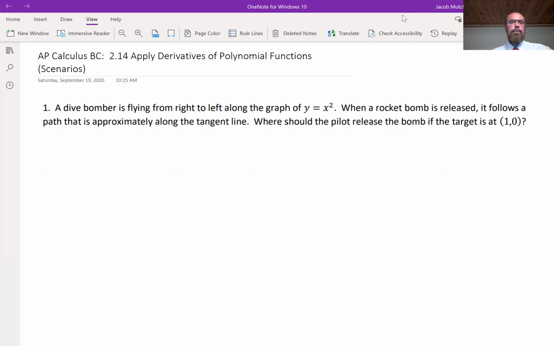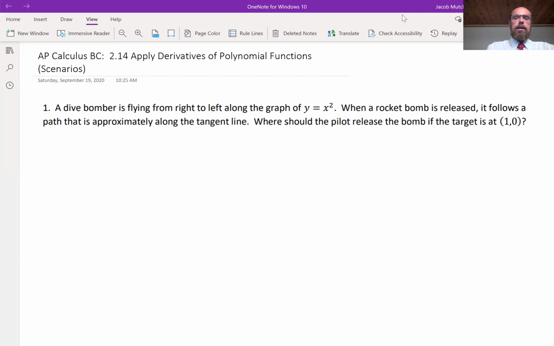So our first example is a dive bomber. This dive bomber is flying from right to left along the graph of y equals x squared. When a rocket bomb is released, it follows a path that is approximately along the tangent line. Where should the pilot release the bomb if the target is at the coordinate 1, 0?